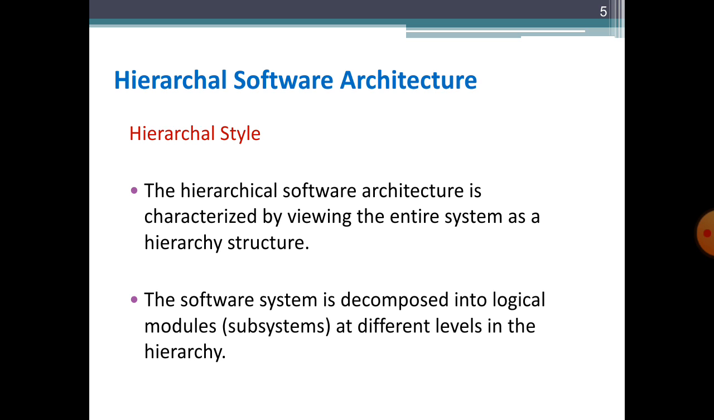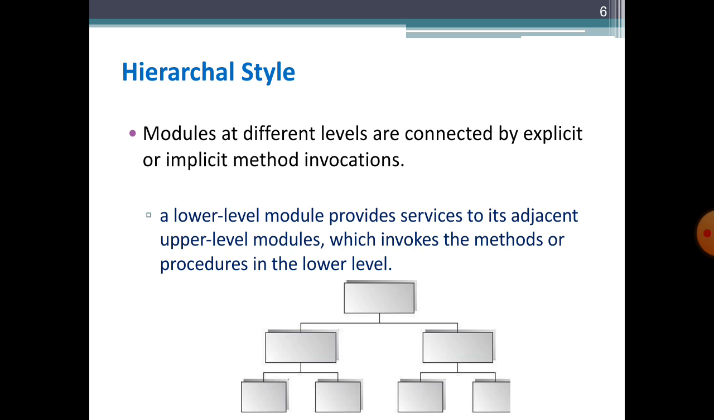So basically, hierarchical software architecture is characterized by viewing the entire system as a hierarchy. So basically, जो सॉफ्टवेयर सिस्टम है उसको decompose किया जाता है different logical subsystems के अंदर, different levels of hierarchy के अंदर. So then these modules are connected by explicit and implicit method invocations as well.